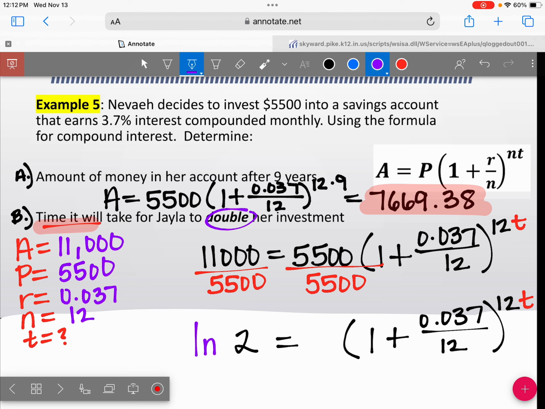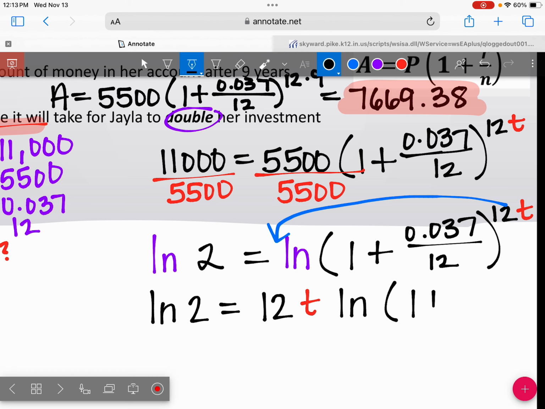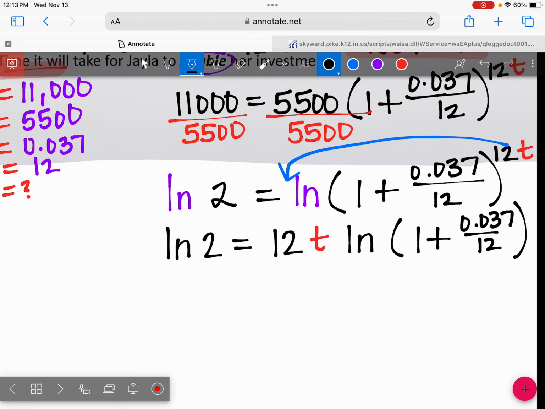So let's go ahead and put an L in and an L in. By putting in that natural log, that's going to move this to the front, because remember, that's what the log property says. If you have a log and then you have a base that has an exponent, the property tells us we can put that in the front. So now we have the natural log of 2 equals 12t, and then I have the natural log of this big parentheses. All right, we're almost there.